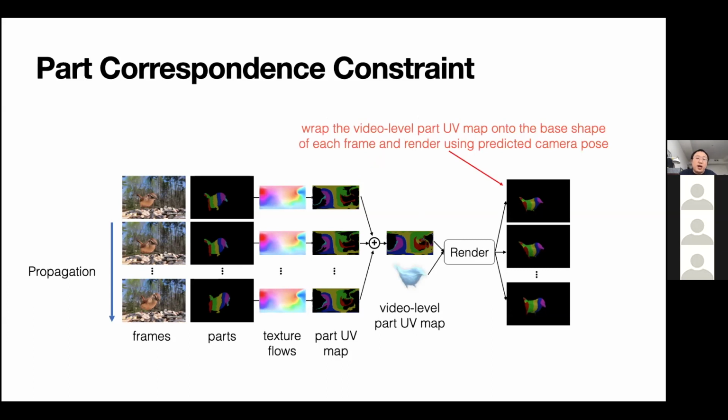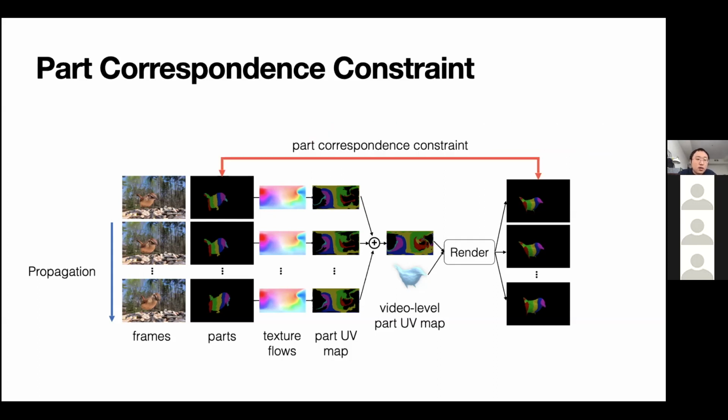Using the same video-level part UV map, we can paste it back or warp it to different predicted shapes from different images and render back these colorful strips texture images. So we use the same part map and different shapes to perform rendering. We then apply a loss by comparing the rendered images against the original propagated strips in 2D space. We use this loss to backprop the error to fix and regularize the shape and the camera.